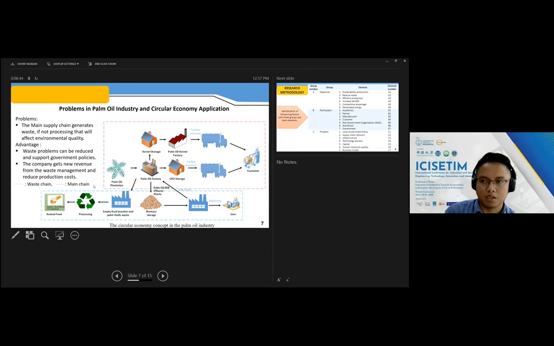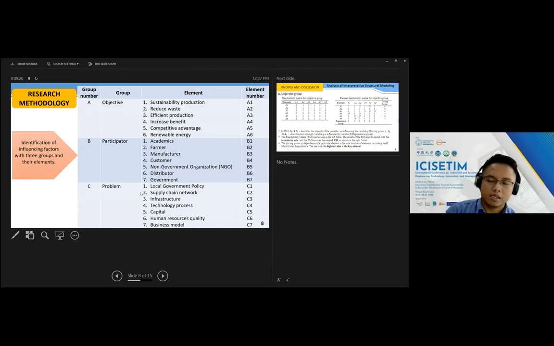So I think from this circular economy concept, we need to know who is involved in the circular economy concept in the palm oil industry. And then we need to know what problems are happening. And we must know what the objective is for the circular economy concept in the palm oil supply chain. So based on the problem, I try to separate three groups: the objective of the circular economy, the participators, such as the economist, farmer, manufacturer, customer, etc., and then the problem. Every group has its elements.